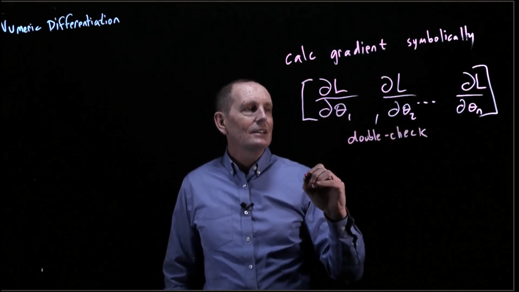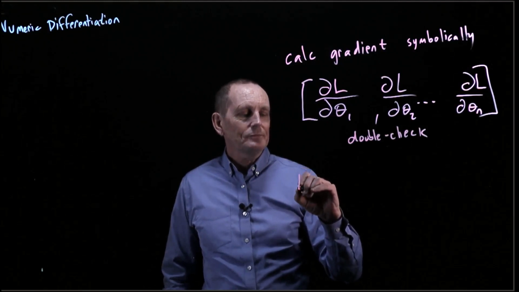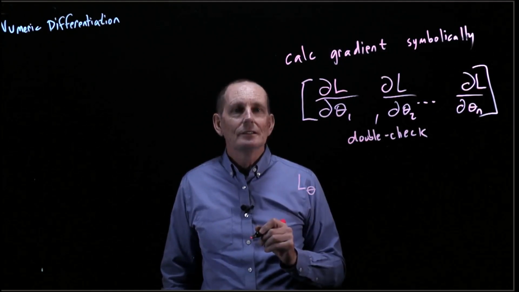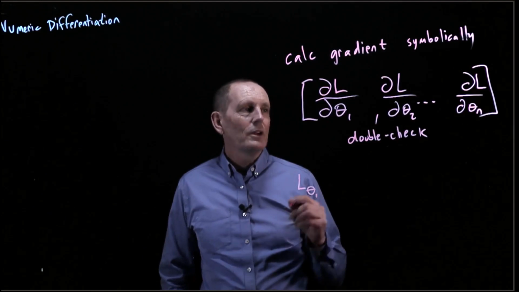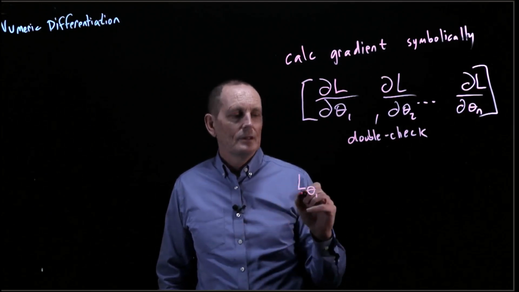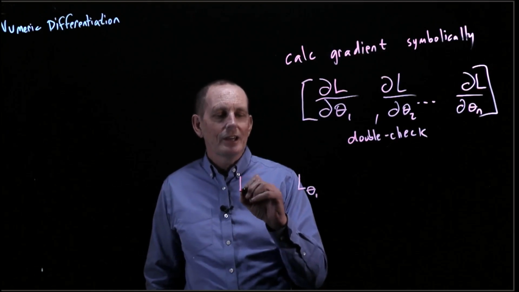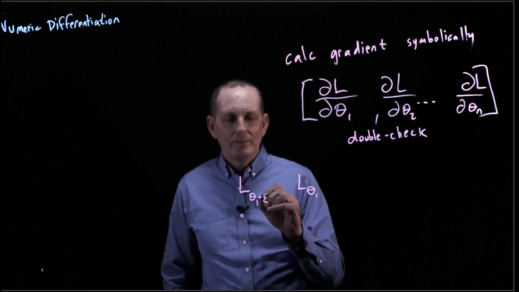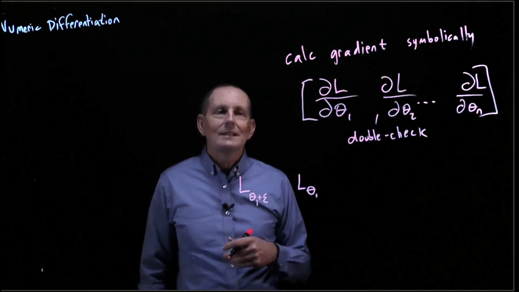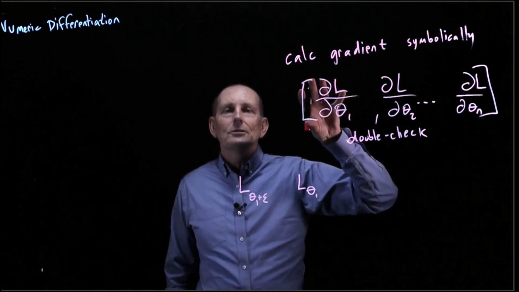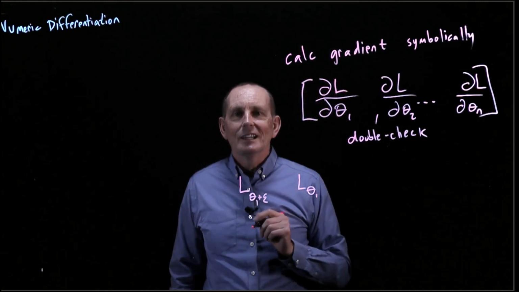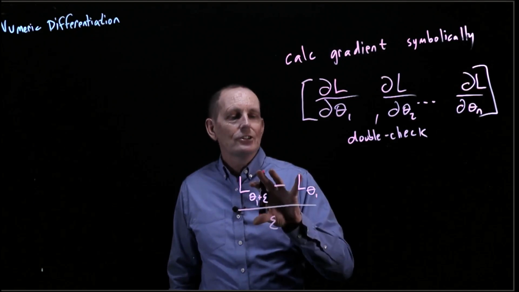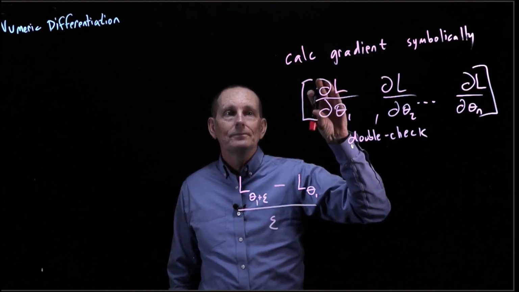How do you double check? Well, basically you're going to take L, calculated using theta sub 1, whatever the current value of theta sub 1 is. And then you're also going to calculate the loss of theta sub 1 plus epsilon. So basically, you calculate the loss as you normally do, and then you also just tweak theta 1 a little bit and calculate the loss. Subtract these two, divide by epsilon. This should equal this value, roughly.